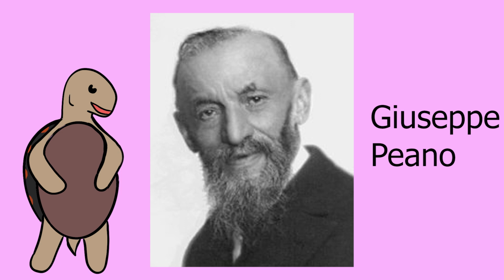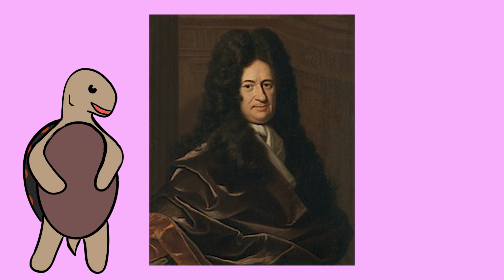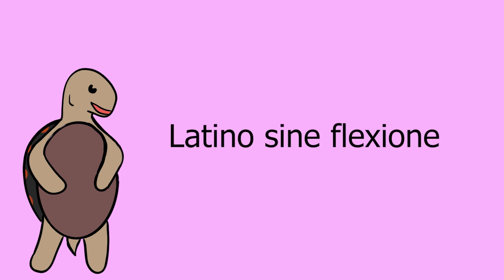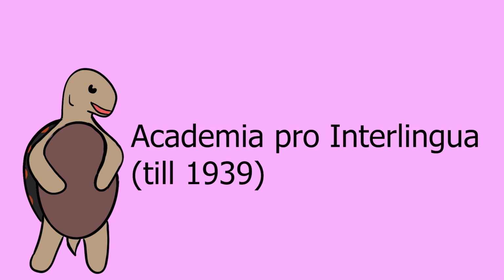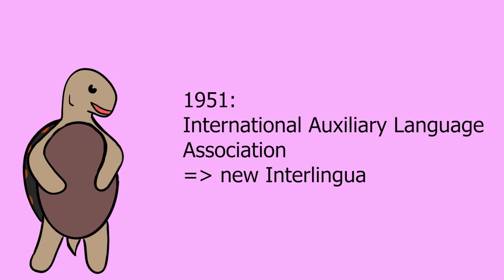Giuseppe Peano went a totally new way to language construction. Inspired by Leibniz, he simplified Latin and called it Latino sine flexione, that means Latin without conjugation and declination. This language was later called Interlingua, and the Académie Internationale des Lingues Universales adapted it in 1908. It changed its name to Academia pro Interlingua. It survived till 1939. In 1951, the International Auxiliary Language Association presented a new Interlingua.